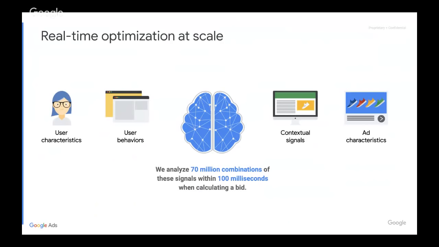And this is a big number, but we actually analyze over 70 million combinations of these signals within 100 milliseconds when calculating the bid. So before we bring out that bid for that user and show your ad there, we have already analyzed 70 million combinations of what we have on that user, from your website, from your creative, and from the user, to make sure that we're showing them the right ad at the right moment in time. So that is just a real quick snapshot of what bidding strategies are and what we're looking at.